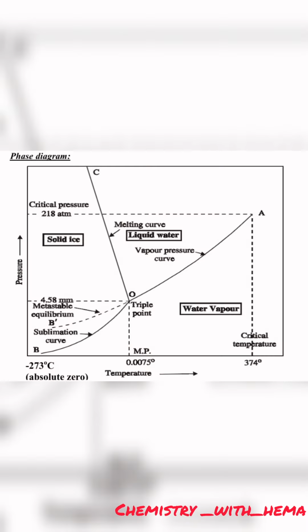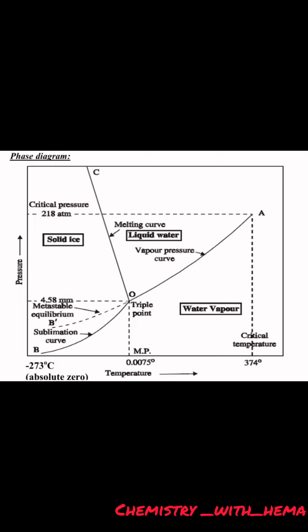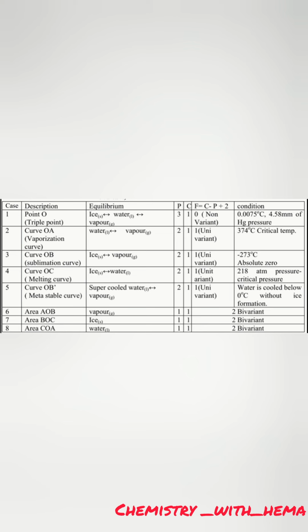Here the one component phase diagram is plotted between pressure and temperature. For water, there are three phases: ice for solid, liquid water, and steam for gas. From this phase diagram, we have to explain the points, curves and areas. It is tabulated like this. We can easily understand the phase diagram with this table, so keep comparing the phase diagram with the table.